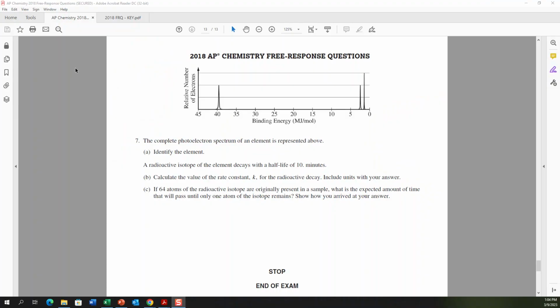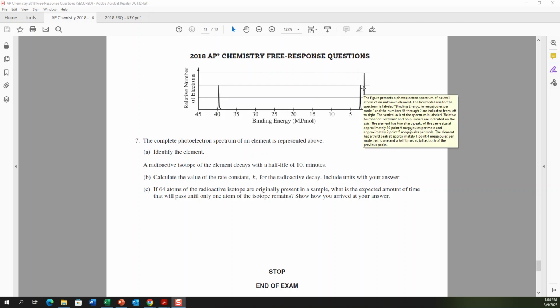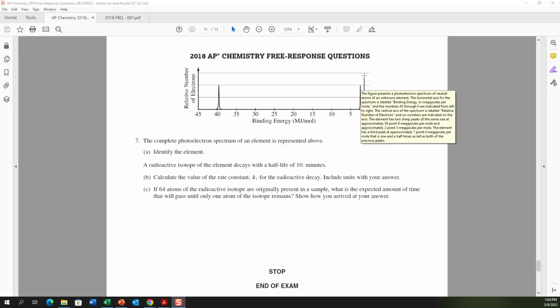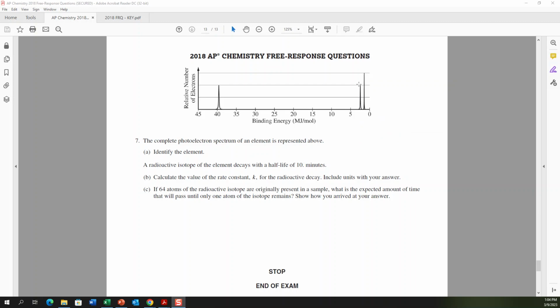All right, so right off the bat, we see a PES. If it's the full PES, notice the binding energy is decreasing from left to right. So this is where we start. This is closest to the nucleus. This is further away. And it would be 1s2, 2s2, 2p3. So if this is a neutral element, it's nitrogen. We just figured it out. We got 5 valence electrons right here, 2 here, plus the 3 here.